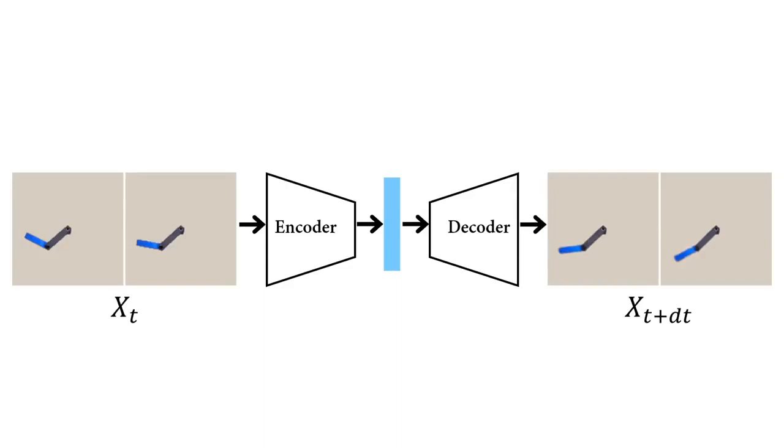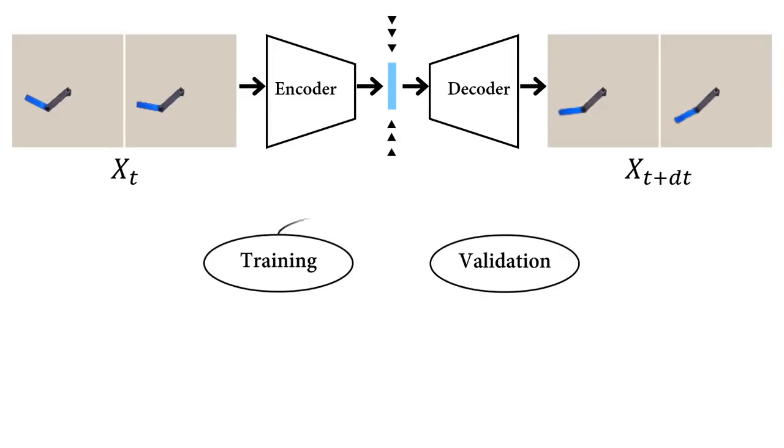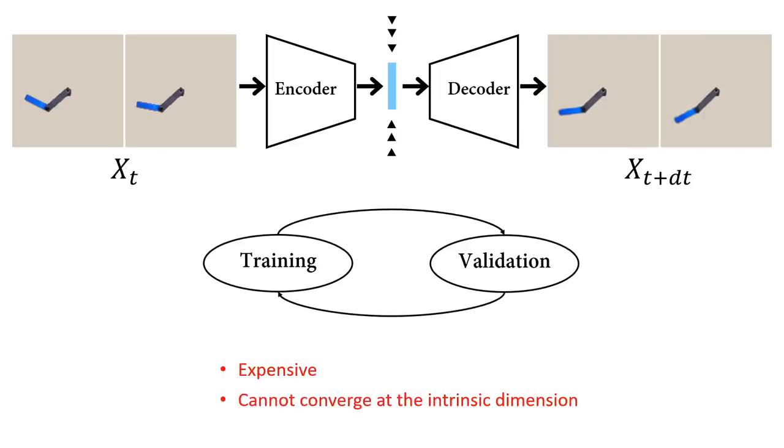If the model can successfully produce accurate future predictions, the low-dimensional bottleneck has to capture sufficient information on the system dynamics. Therefore, to find the intrinsic dimension, one immediate thought is to keep shrinking the size of the latent features until the network cannot make accurate future predictions. However, such methods will require expensive training and validation trials until the prediction is broken. Moreover, in our experiments, we found that such methods already failed to converge when the latent feature dimension is still much higher than the intrinsic dimension.